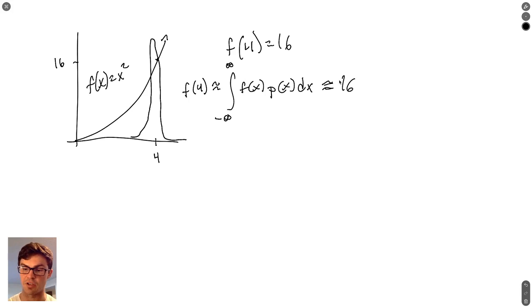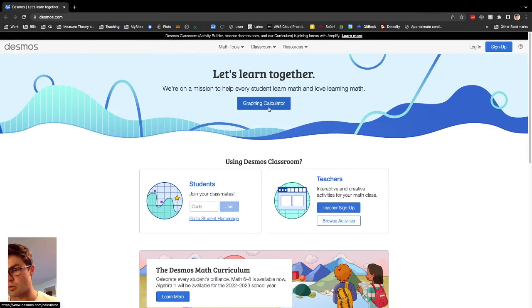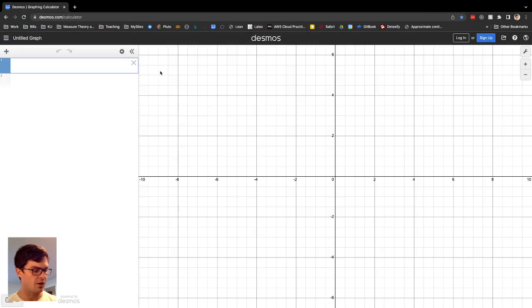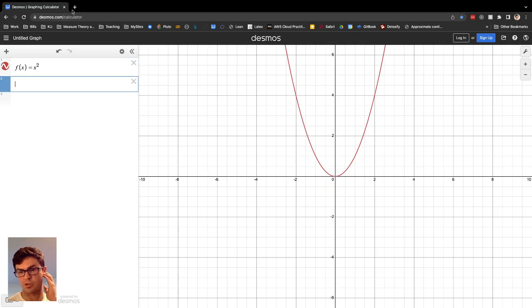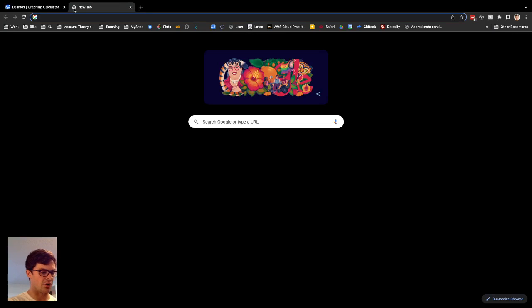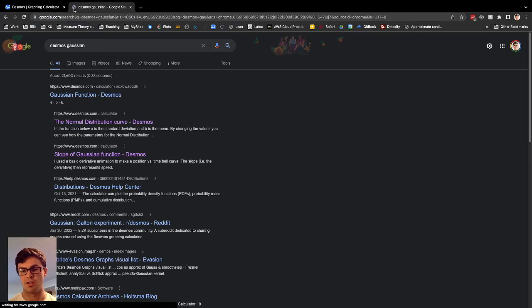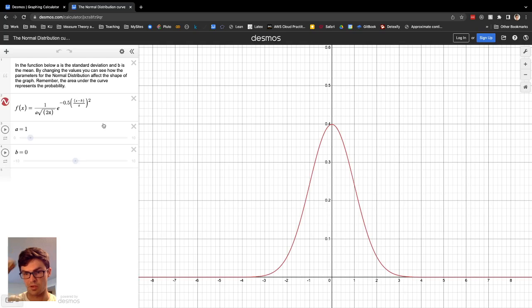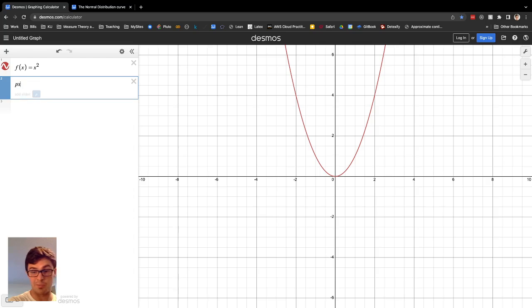So let's do that in Desmos. And first thing is, let's say this is pretty similar to a Gaussian distribution. So let's go ahead and grab ourselves a Gaussian distribution, and we'll also get Desmos going. The first thing we'll do is make f of x, and that's going to be x squared. Then the next thing we want to do is make a Gaussian. So, Desmos Gaussian. I think this one's nice. Perfect. I'm just going to grab this little formula here, and I'm going to name that p of x is equal to here.